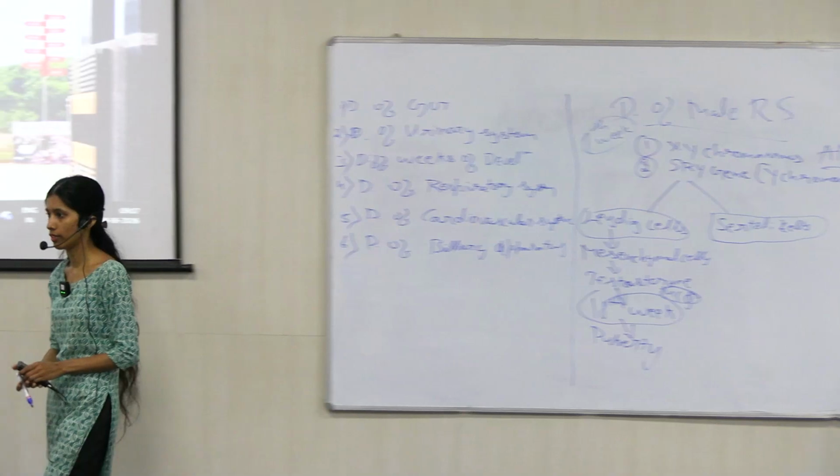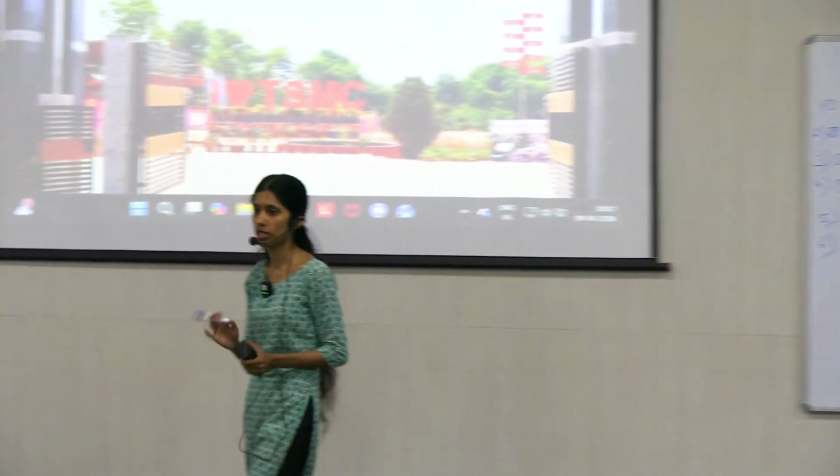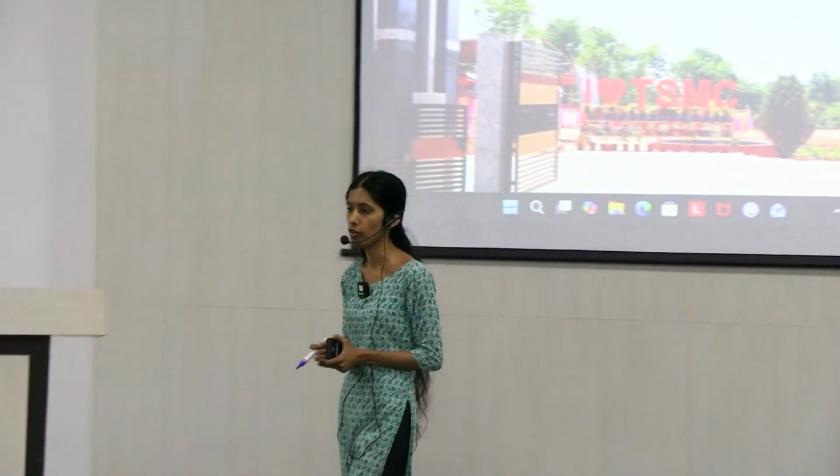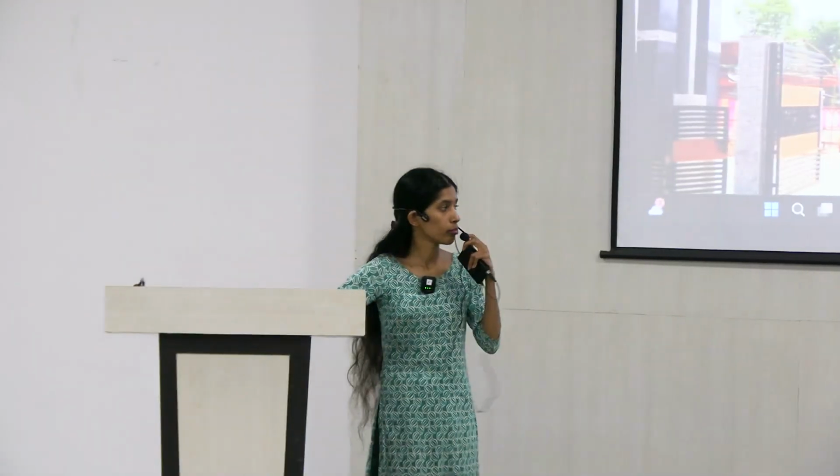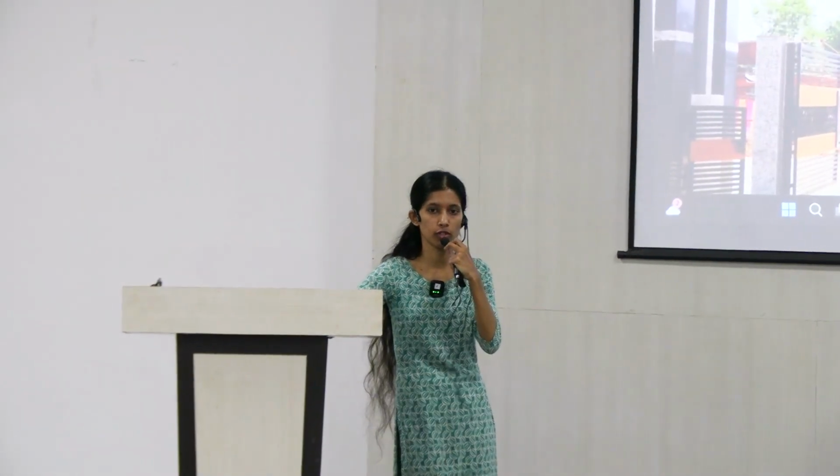So during development, around the 5th to 7th week, we can see the production of Leydig cells. They are mainly responsible for the production of testosterone, and they are derived from the mesenchymal cells, but these cells can only be seen until the 18th week. After that, they disappear. Again, we can see these cells at the time of puberty.